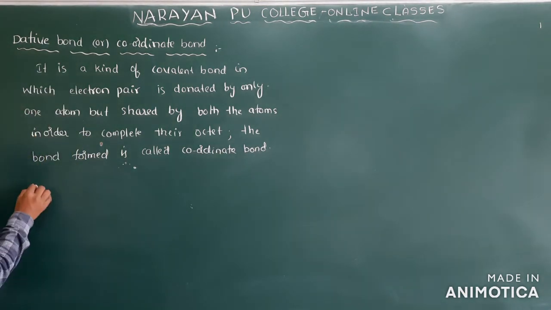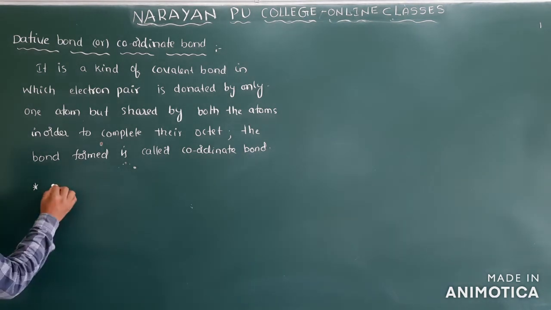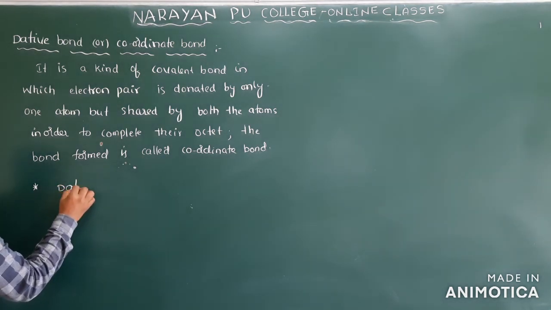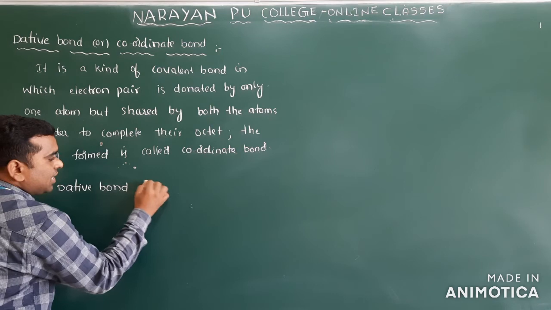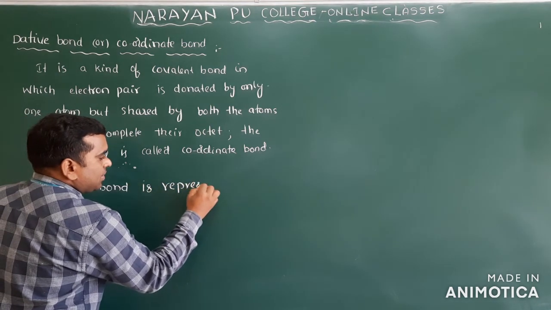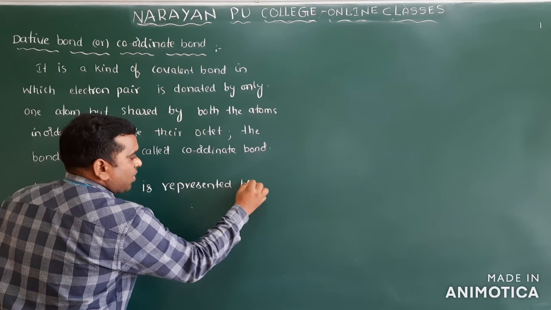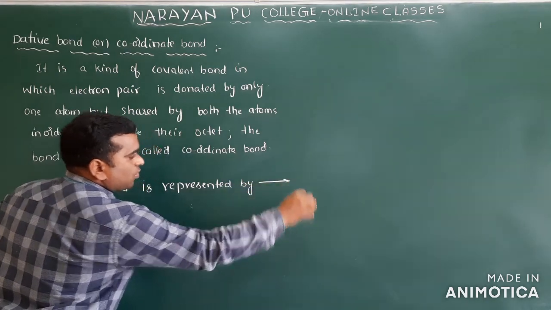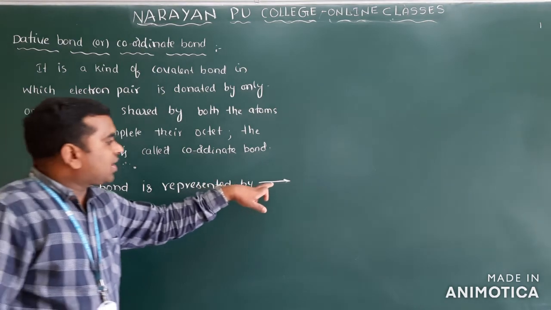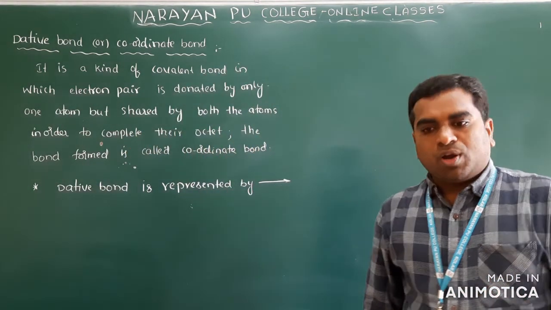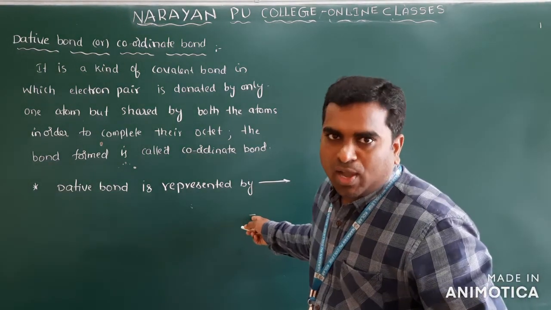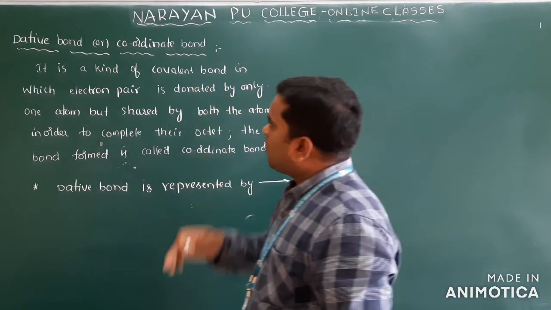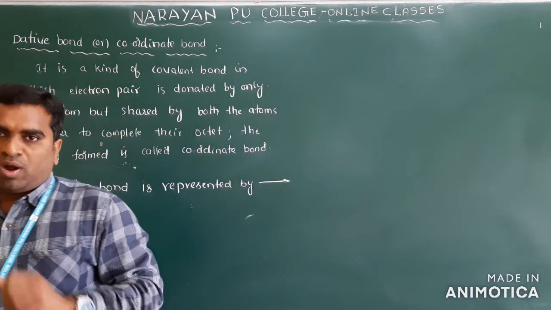Now, the coordinate bond, or dative bond, is represented by an arrow. If there is a single arrow, that bond we consider a coordinate bond. If there are single bonds, it can be a covalent bond or it can be an ionic bond. But where this arrow is there, the bond is a dative bond.